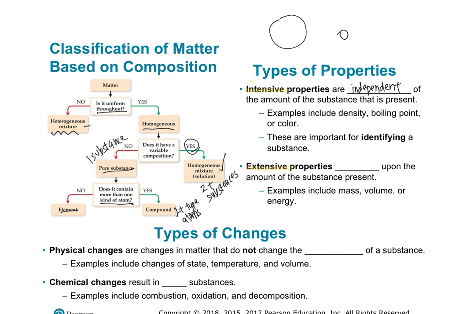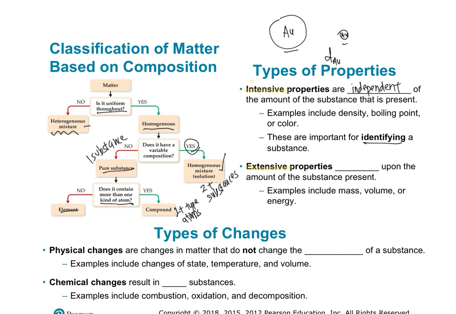Right? If I have a sample of gold and another sample of gold, if it's gold, it doesn't matter if I have a big sample or a little sample, the density of gold is the density of gold. The boiling point or the melting point, or what color it is. If I have a big chunk of gold or a small little gold nugget, they still have the same color. These types of properties help us to figure out what that substance is or identify it.